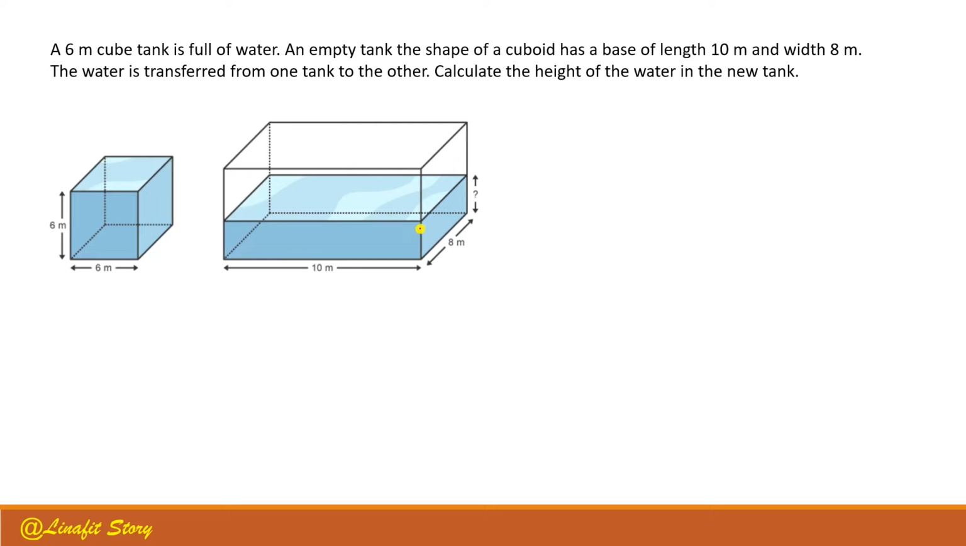So first, calculate the volume of water in the cube-shaped tank. To get the volume is side times side times side. So 6 cubed is equal to 216 cubic meters. And then we will find the volume of the water in the cuboid-shaped tank. To get the volume is length times breadth times height.